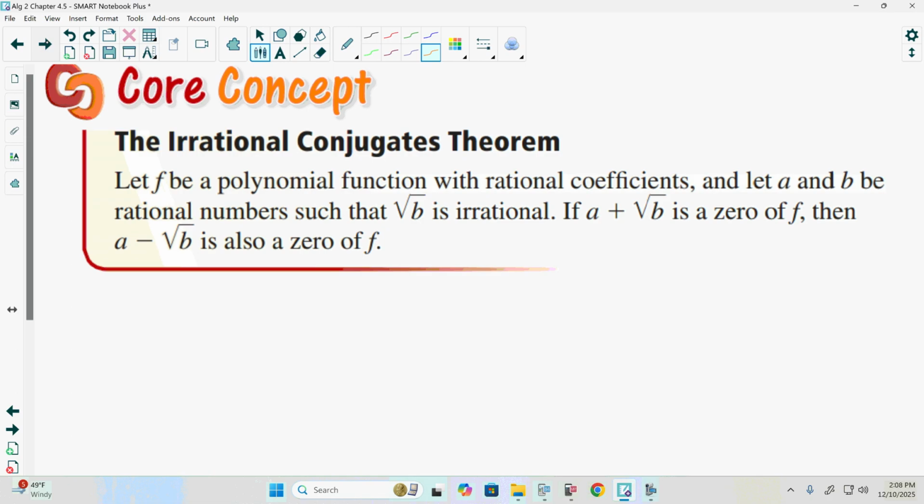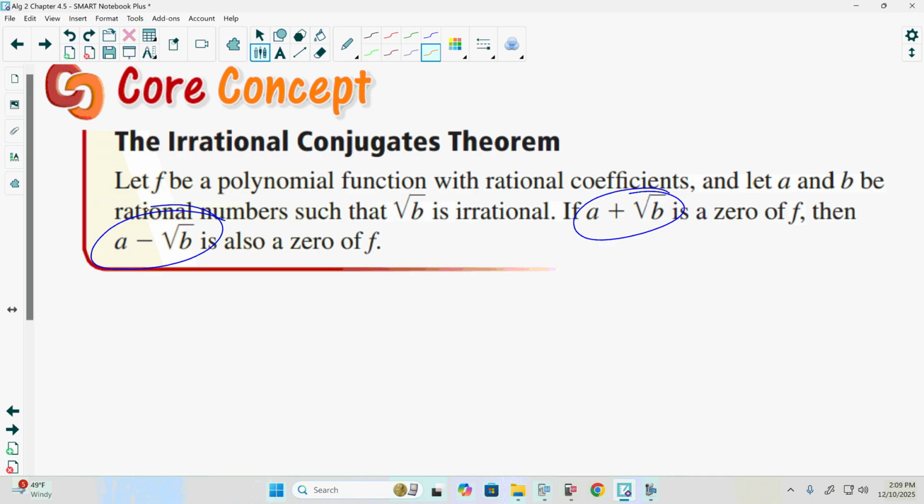Last thing we're going to talk about in 2.5 or 4.5 is the irrational conjugates theorem. We've talked about the complex conjugates theorem, and I always say complex conjugate for both, but the irrational conjugate theorem is pretty much the same thing. It says that if a plus the square root of b is a solution, then a minus the square root of b has to be a solution also. If we get one, we have to have the other.